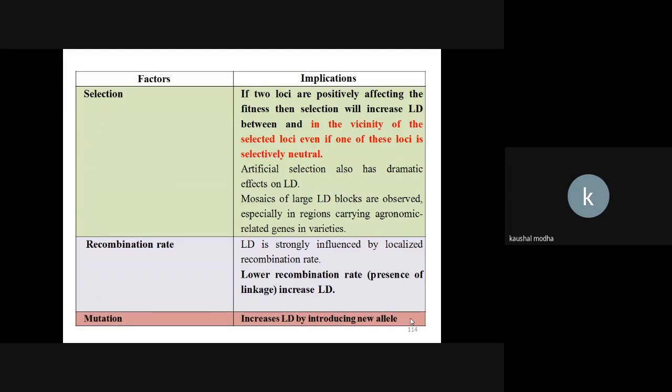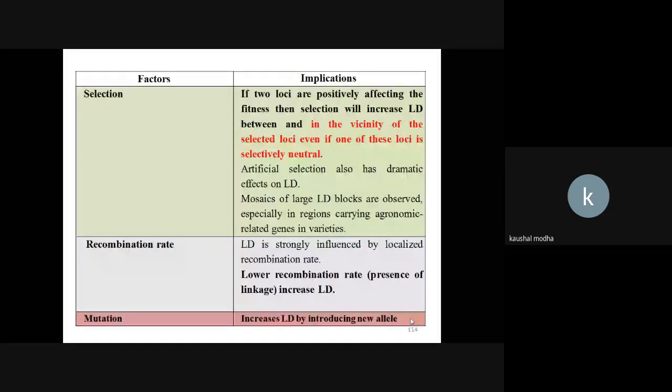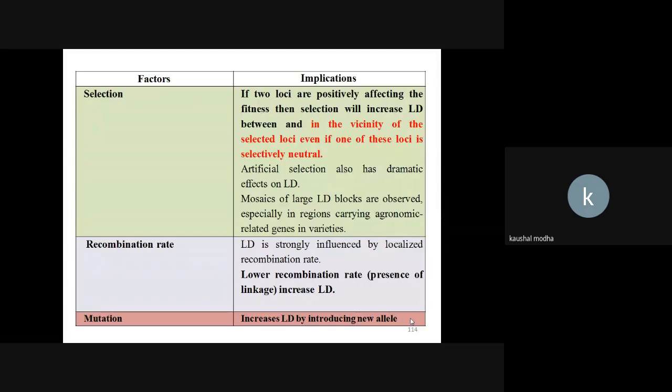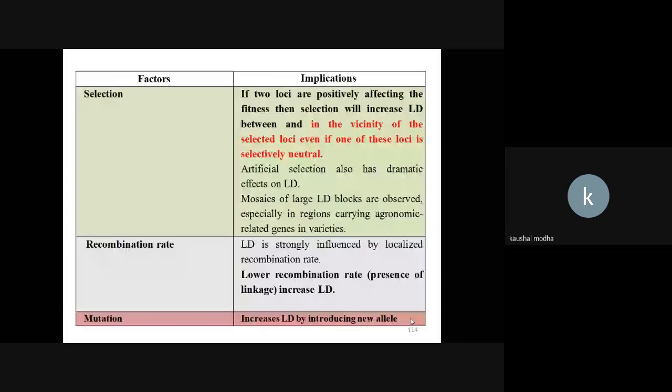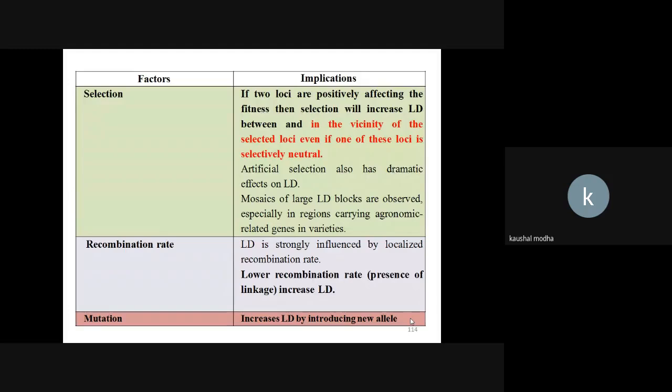LD decay means there might be an association between any two loci at a particular point of time. But if any phenomenon, natural or artificial crossing or anything, increases recombination rate between these two loci, then ultimately LD will decay and these two loci will be in linkage equilibrium. So that's called LD decay. When you find LD between two loci, and it decays because of higher recombination rate or any other factor, it means these two loci eventually will achieve linkage equilibrium.